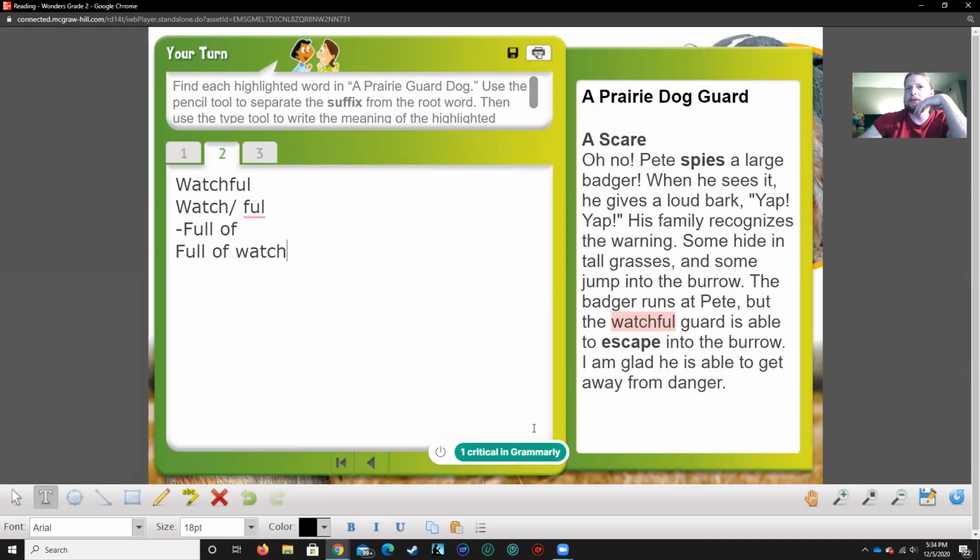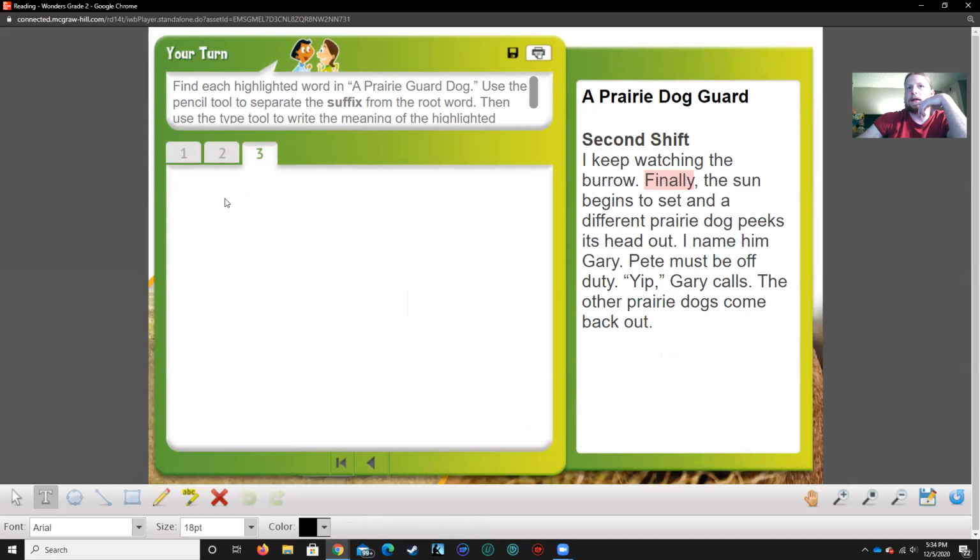Let's see, Grammarly says there's an error. Oh no, it's an unknown word. You know why it's an unknown word? Because it's not a complete word by itself. It has to be with another word, which is why my Grammarly's saying, nope, not cool. You can't have that. All right, our last word is finally.